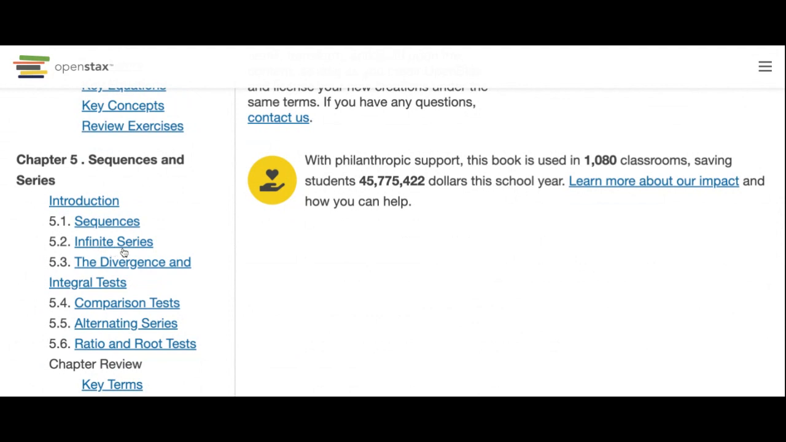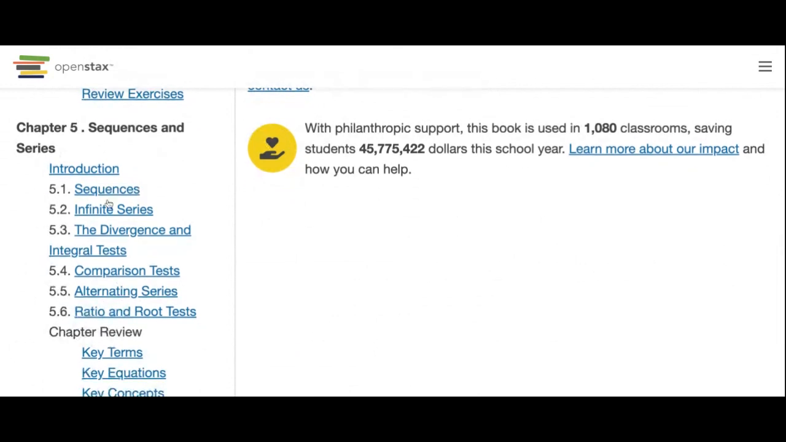Sequence, infinite series, divergence, integral test, comparison test, alternating series, ratio. Right, we're going to cover all this. We're going to cover all 6 sections.